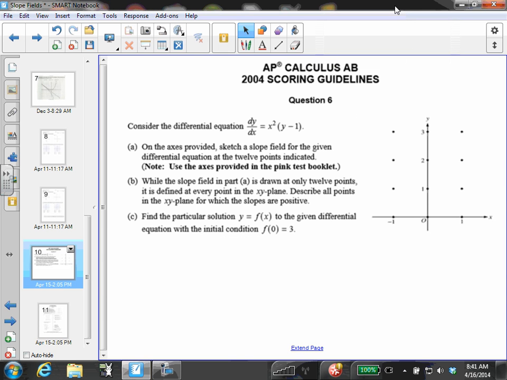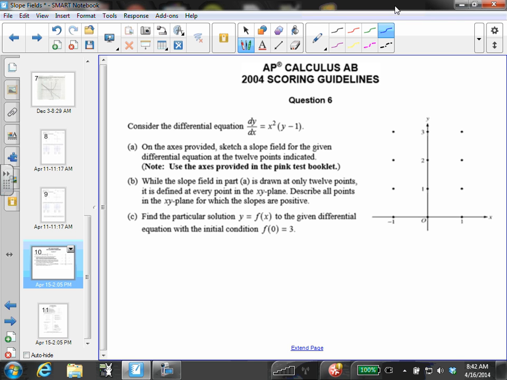Okay, I'm going to work free response question number 6 from the 2004 AP Calculus AB exam. It's actually a combination of a differential equation and a slope field. It says, consider the differential equation dy/dx, the derivative, equals x squared times (y minus 1).